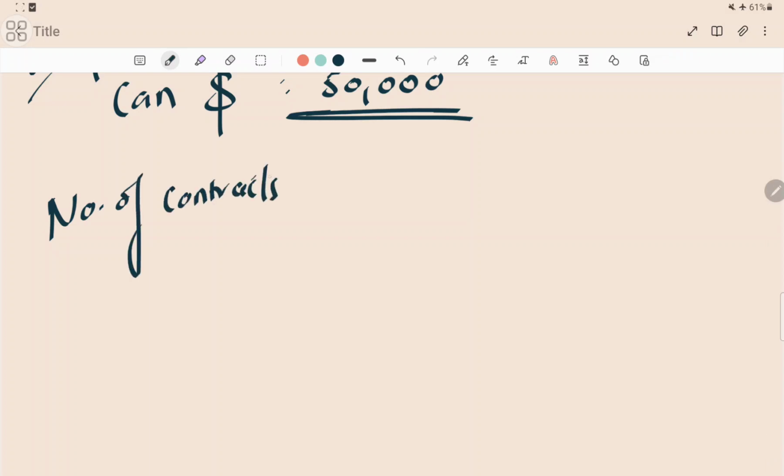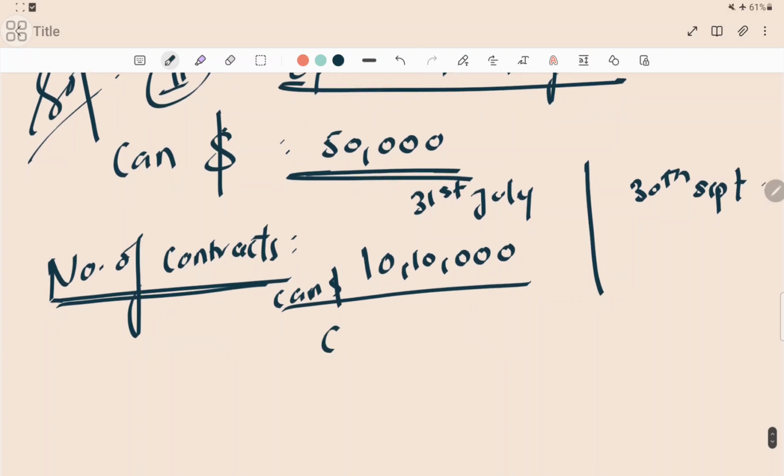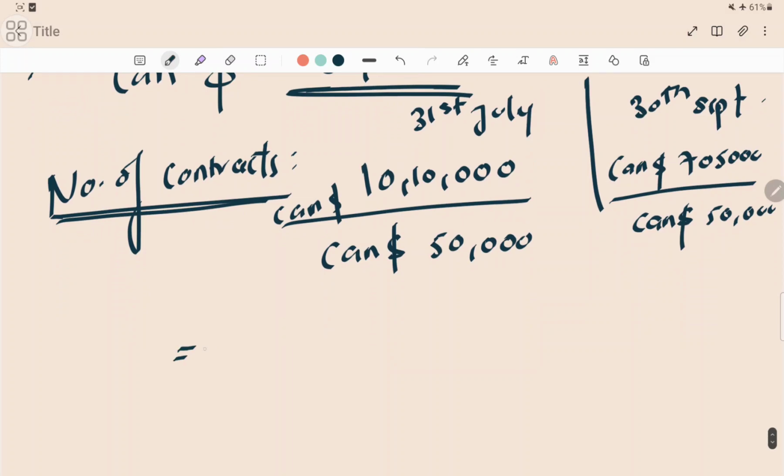So we would know how much we will hedge using the call options and how much with the forward rate. So first is 31st of July, and the second is 30th of September. Okay, 31st of July the exposure was 10,10,000 Canadian dollar. Do not forget the currency. And my size of contract is also Canadian dollar 50,000. Good. In this case it was Canadian dollar 7,05,000. Size is also Canadian dollar 50,000. This is same size of contract in both the cases.